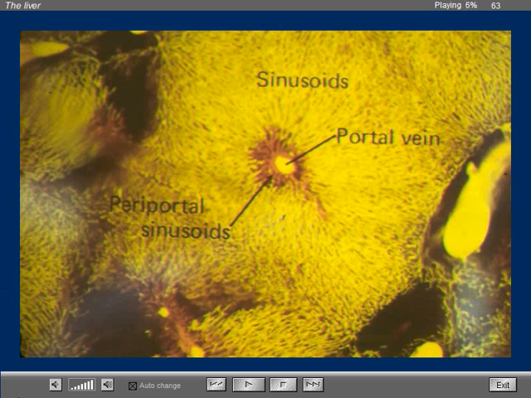Here is another close-up of a portal venule in the portal triad. Blood is distributed throughout the liver lobule, and the liver lobule is perfused by both the portal vein and the hepatic artery, and the small vascular structures next to the liver cords are the liver sinusoids.